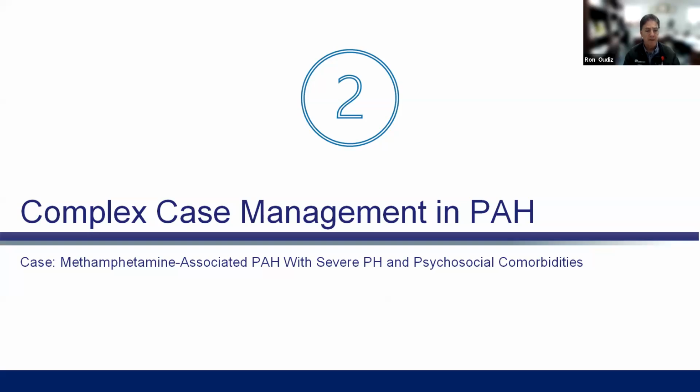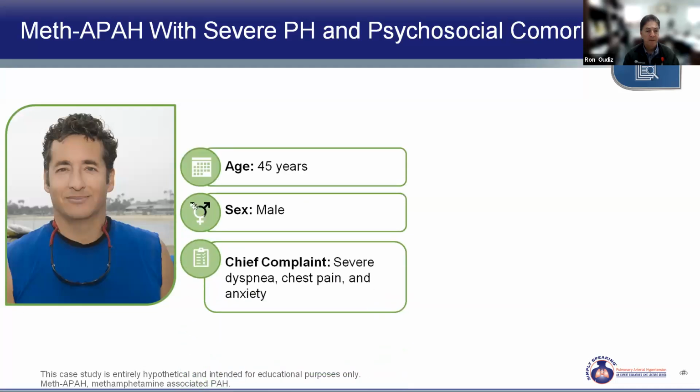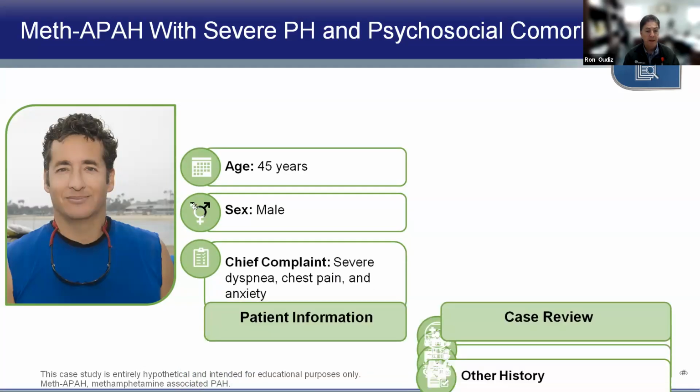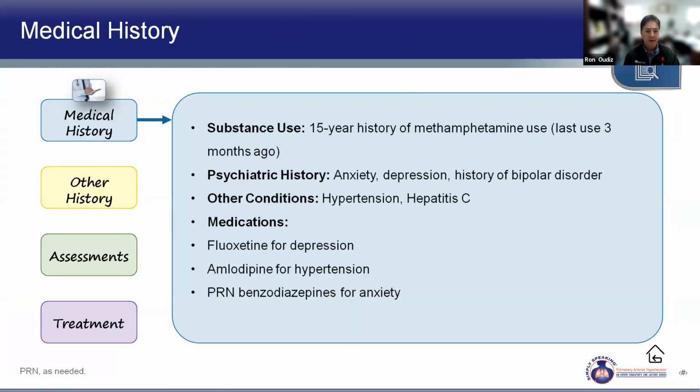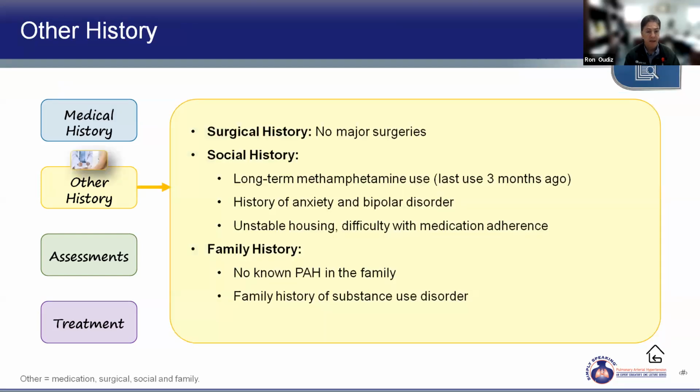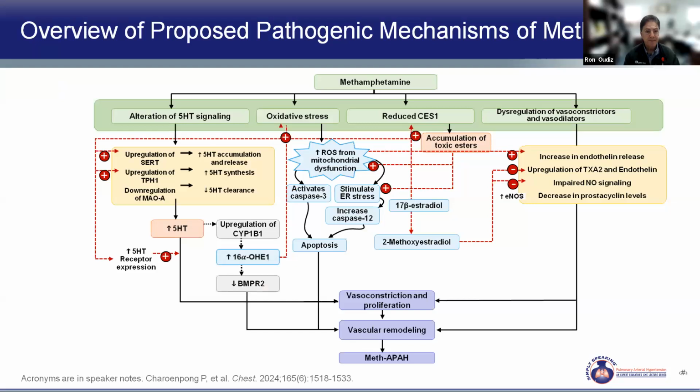The third case in section 2 of our cases is a meth-associated patient with PAH that has severe PAH and psychosocial comorbidities. A 45-year-old male who complains of dyspnea, chest pain, and anxiety. He has a 15-year history of meth use, and last used 3 months ago. Anxiety, depression, bipolar. He has hypertension and Hep C. He's on some medications for depression, amlodipine for hypertension, and benzodiazepines for anxiety. Long-term meth use, as we said, and bipolar disorder. He also has unstable housing, difficulty taking his medicines, no family history.